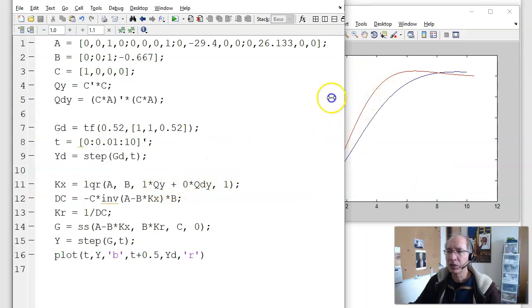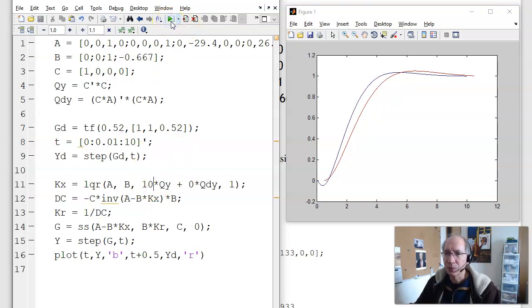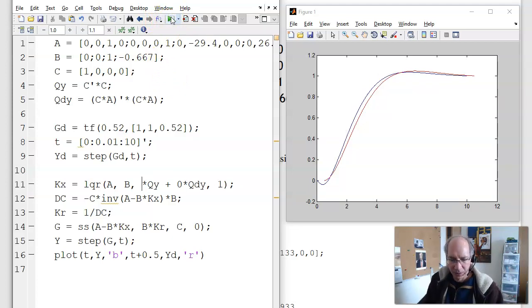So what I can do is sit there and play with these gains. The response I want is red. The blue one is the actual response. If I try it with a weighting of 1 and 0, a little bit slow. So let's make this 10 and 0. A little too fast, maybe 9, 6, 4. That's pretty good. So once you find the gains that are right, I can find Kx.